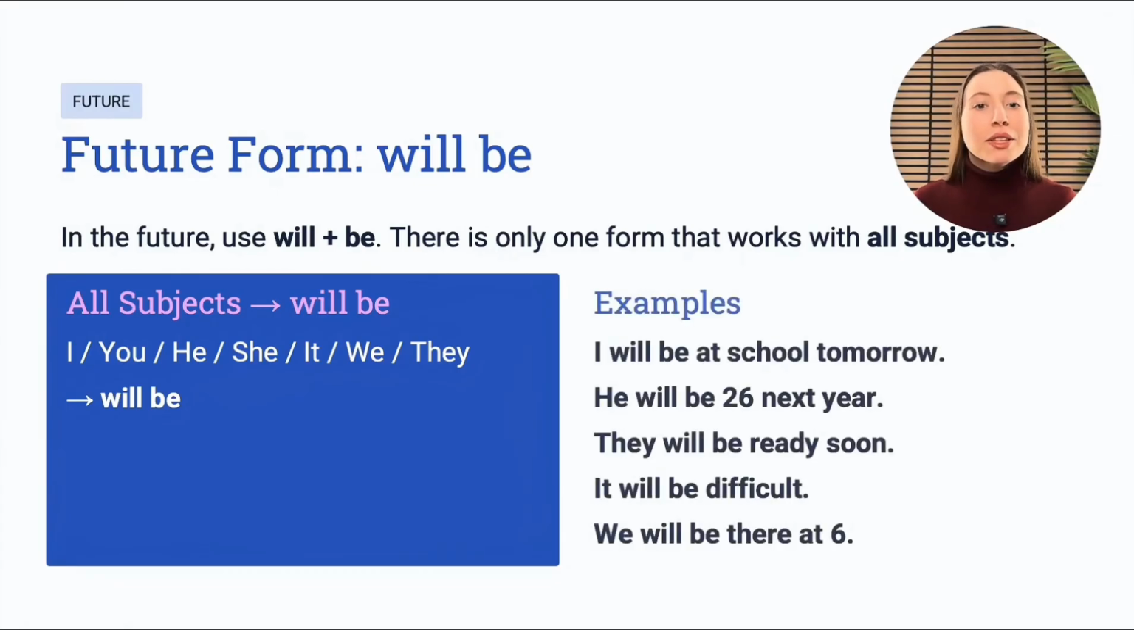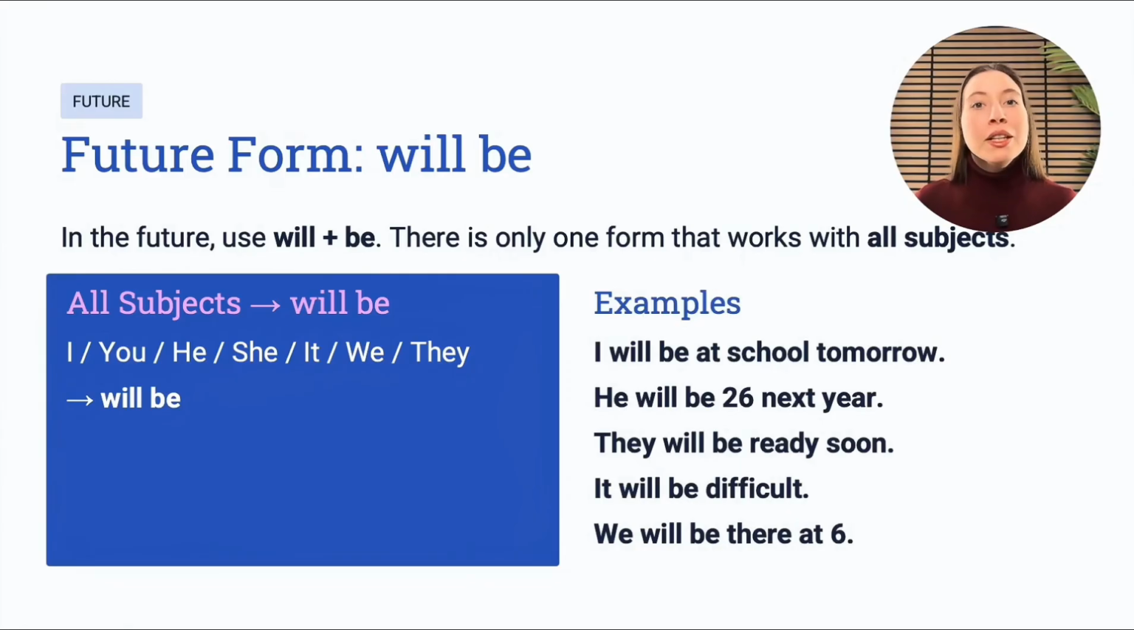For example, I will be at school tomorrow. He will be 26 next year. They will be ready soon. It will be difficult. We will be there at 6. This one is nice because it's quite simple. We use will be with all the subjects. I will be, you will be, he will be, she will be, it will be, we will be, they will be.